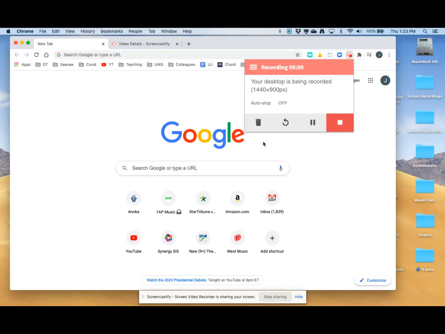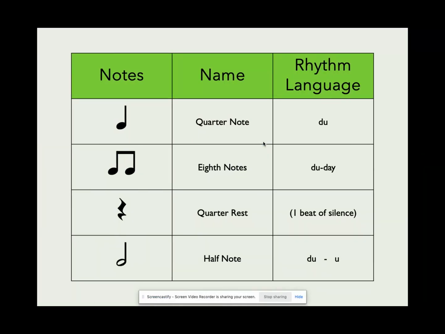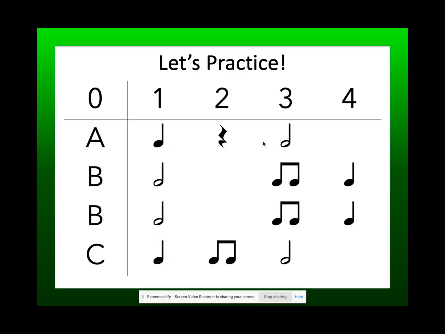Here are the notes that we practiced a couple weeks ago. We went over what the note looked like, what its name was, and what the rhythm language is, what it says. Now, here is a rhythm. We also did this rhythm a few weeks ago, although I did change one thing right here in our A section. And your job this week is to write it down.